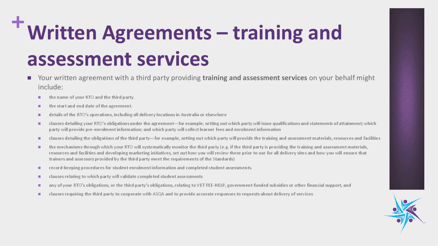So the written agreements for your training and assessment services should include the name of your RTO and the third party, and the start and the end date of the agreement. So generally people will run them for 12 months. You could do longer, you could do 2-3 years, it's up to you. There's no restrictions around how long the agreement needs to be in place. Details of the RTO's operations, including all delivery locations in Australia or elsewhere.